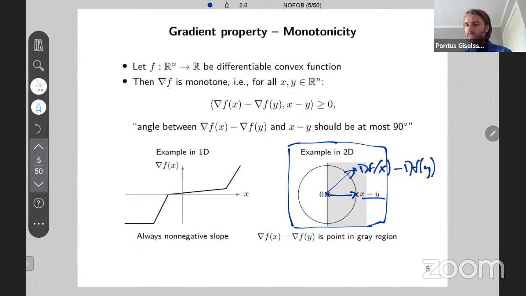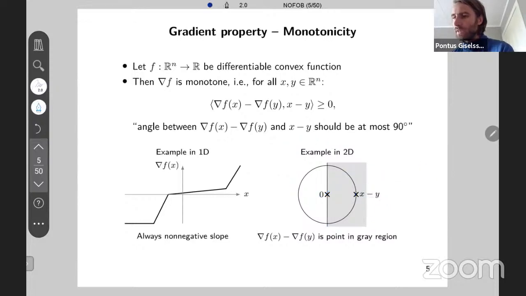And this also has a correspondence in 1 dimension. So in the 1-dimensional setting, here we plot only x versus the gradient f at x. So it's not a difference anymore. And what we see here is that this is a monotone operator. The slope is 0, and here we have some positive slope, and again some positive but smaller slope. And this requirement implies in 1 dimension that the slope of the gradient is always non-negative. All right, so that's the gradient property.